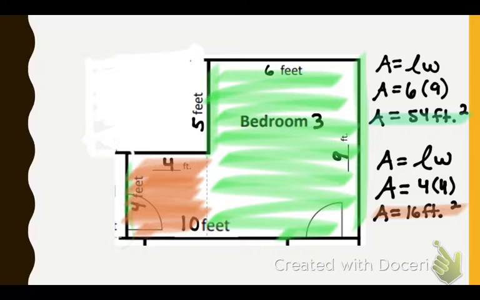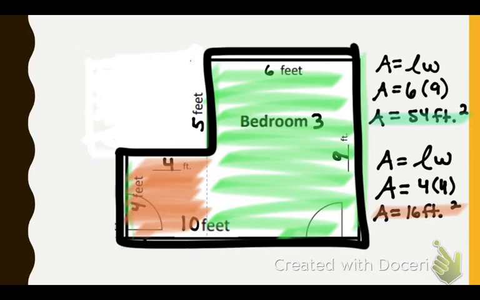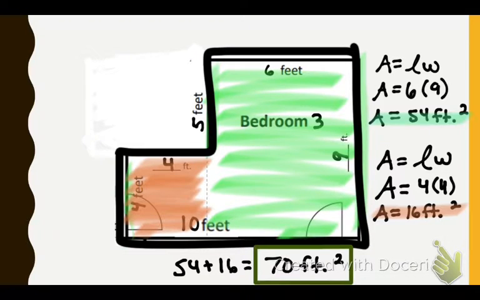Now that is just focusing on the red area. Let's imagine, though, that I want to know the area of this entire shape. How would I do that? Add them together. So, guys, what's 54 plus 16? 70 feet squared. Does everybody understand how we just found that area?